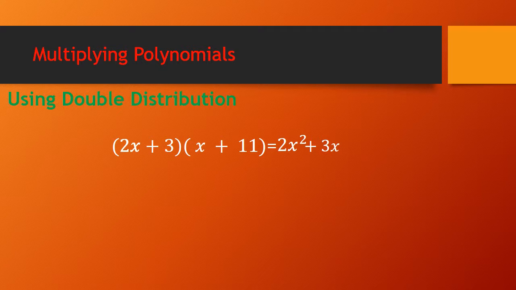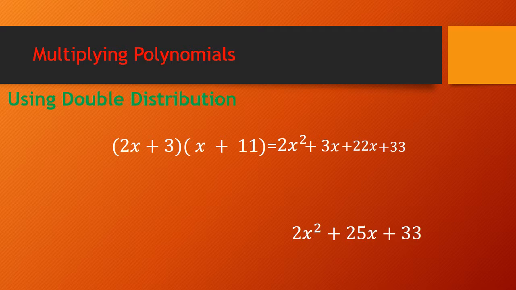using the distributive property again to multiply 2x by 11 to get 22x, and 3 by 11 to get 33. If we look at this polynomial, it's not completely simplified because we have two like terms, 3x and 22x. When we combine these two like terms together, what we get is 25x. So the final trinomial for this factored form is 2x squared plus 25x plus 33.